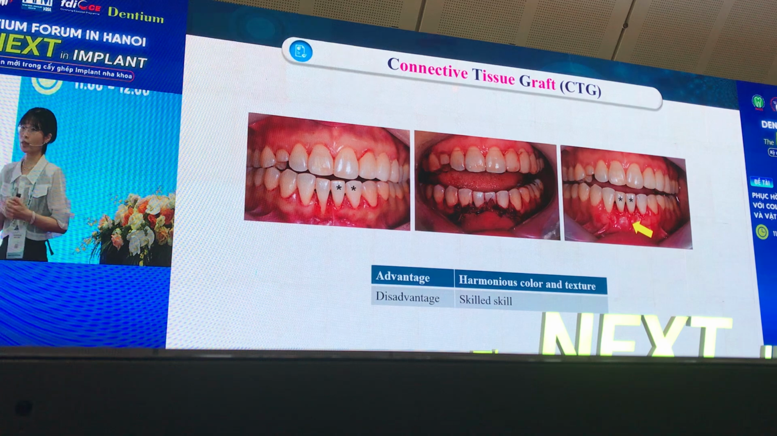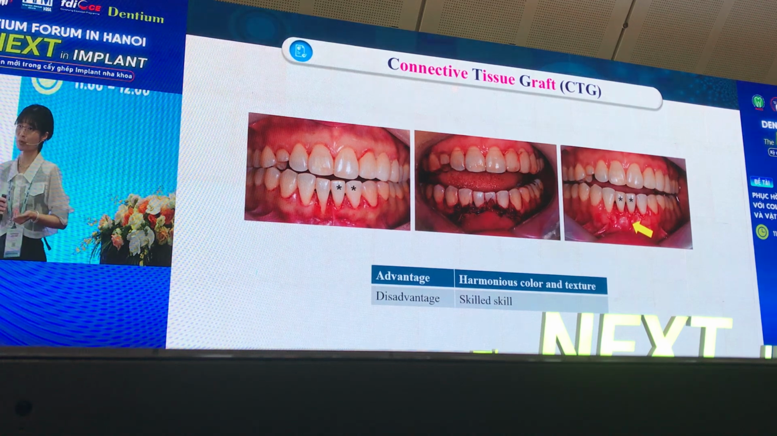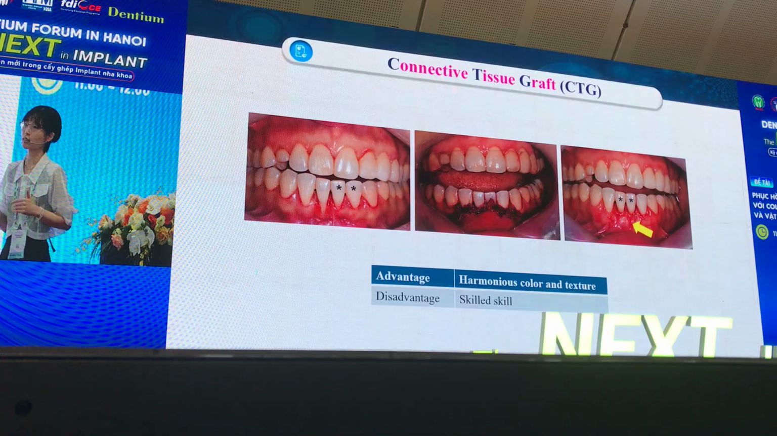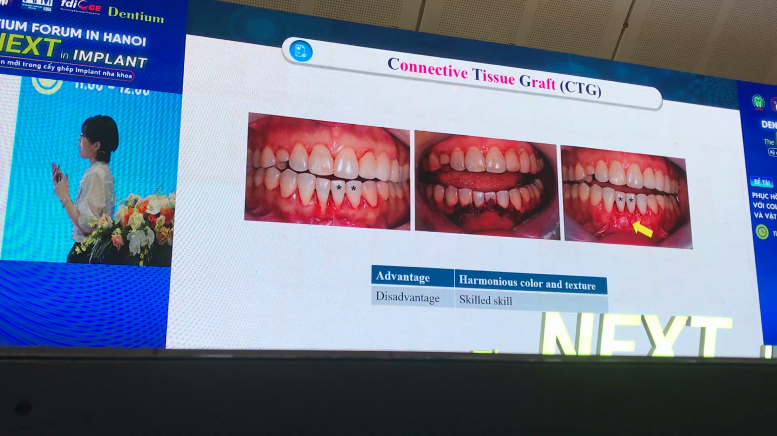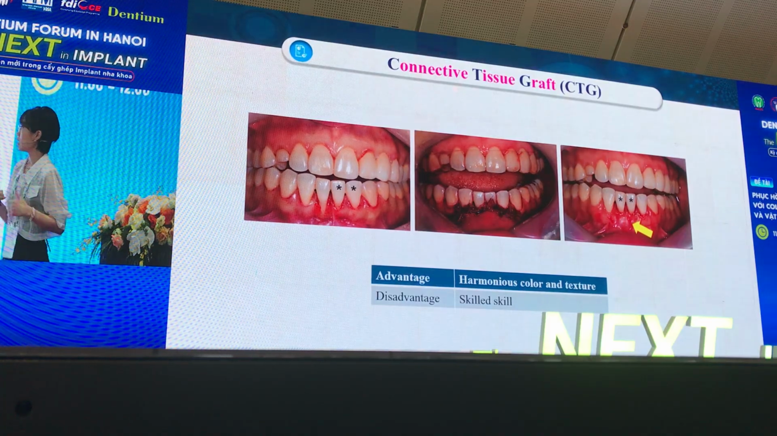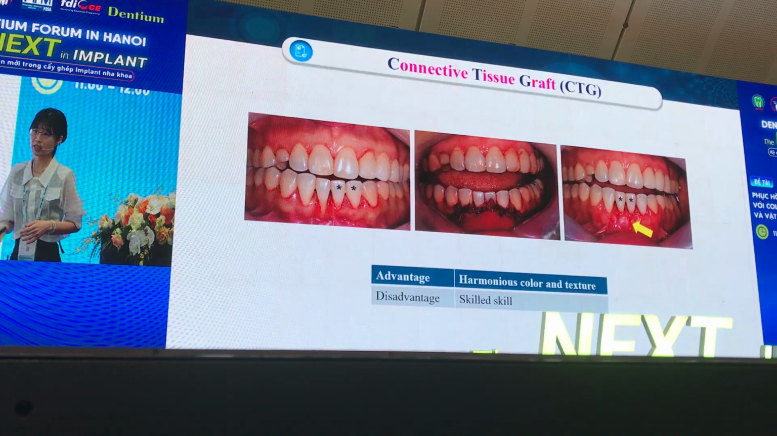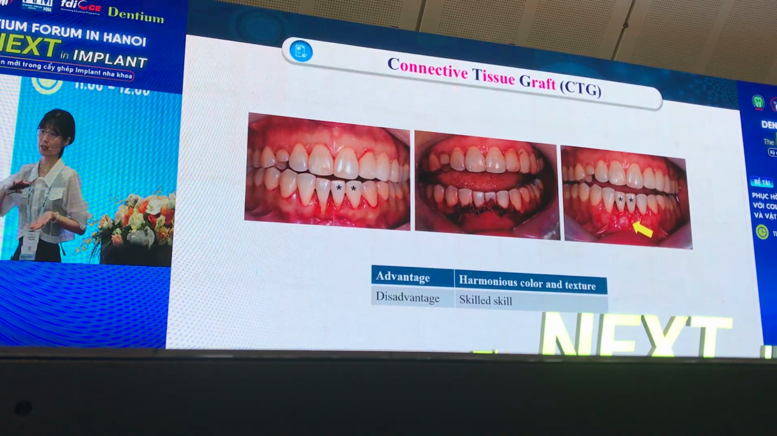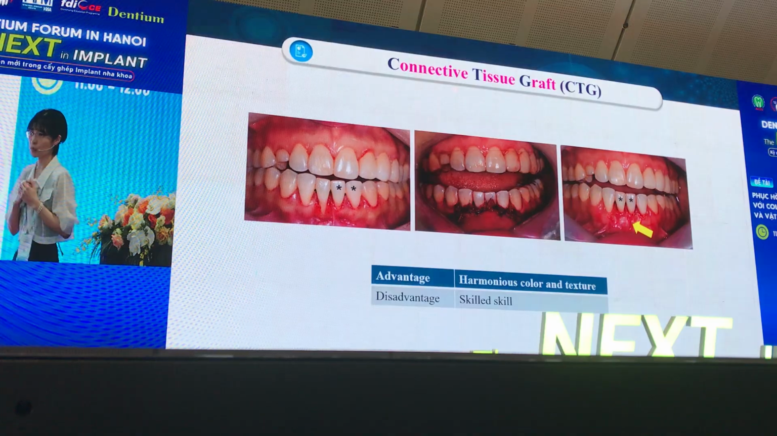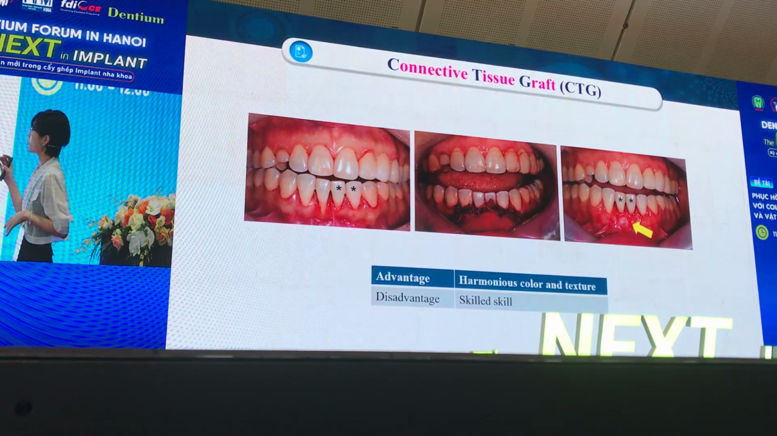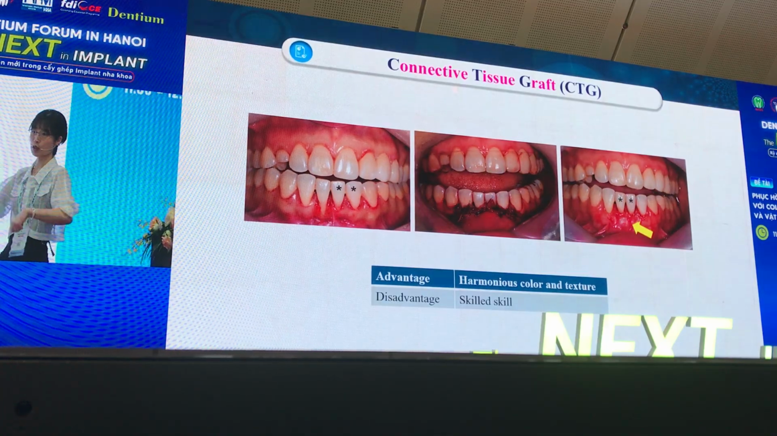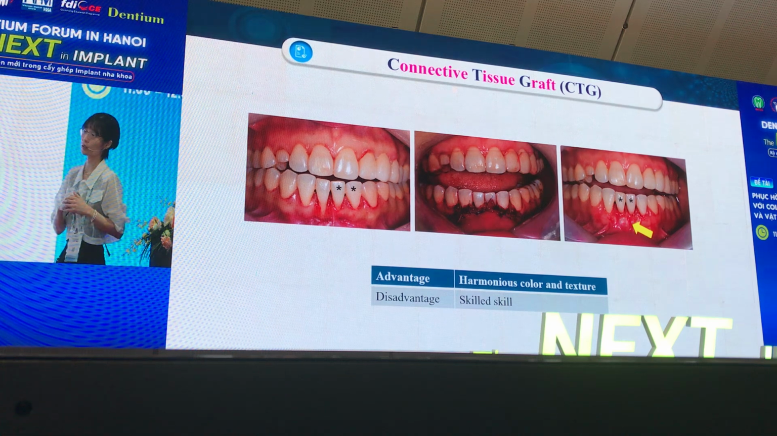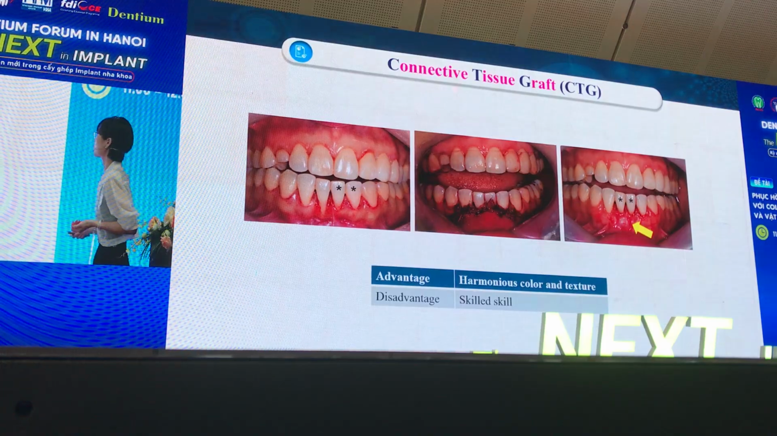Therefore, in the case of the anterior part, the connective tissue graft, CTG, has been considered the gold standard for root coverage. It is very harmonious in color and texture, but it needs more skill because you have to remove the exterior layers and use just the inner part. And also you have to put the tissue graft inside and cover it with the coronally advanced flap. So it needs more skill.